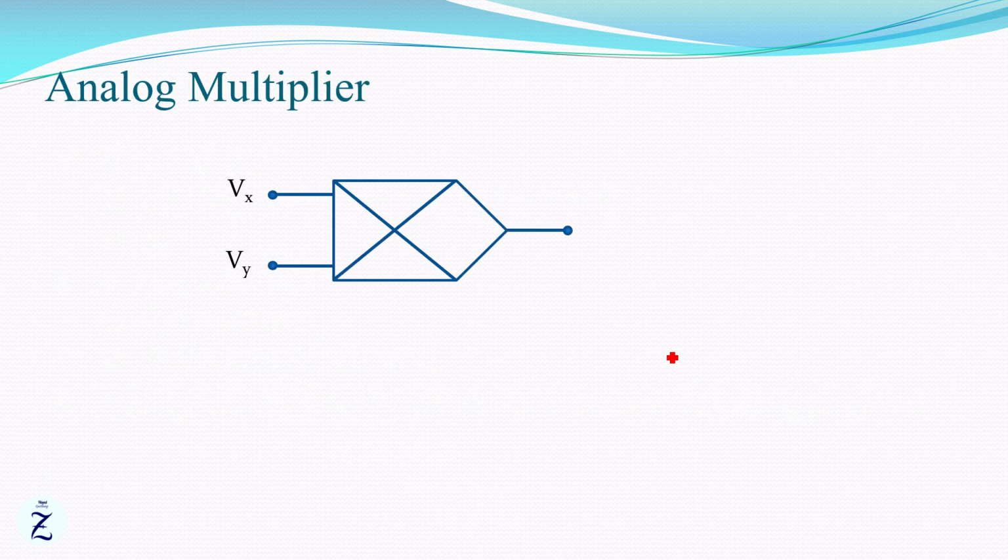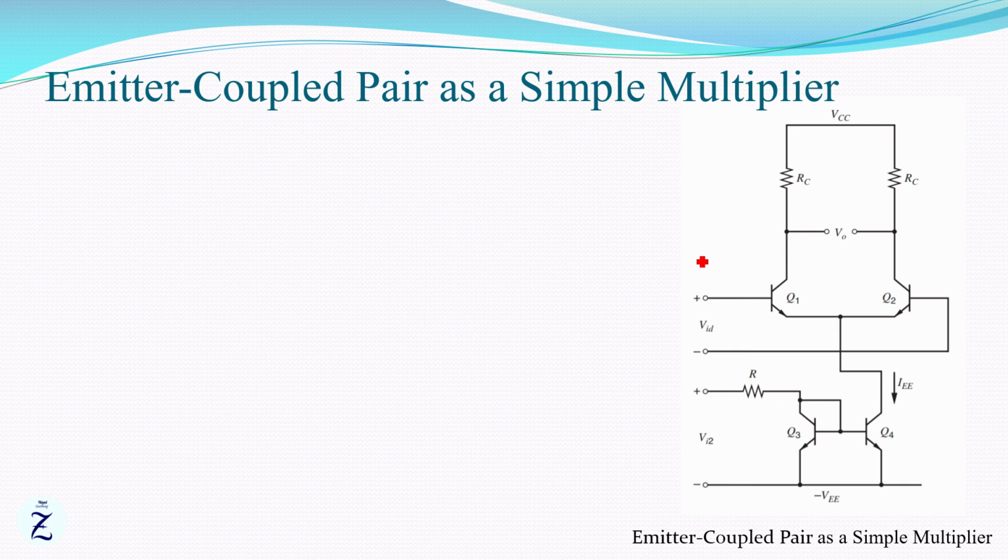Analog multiplier is a circuit which produces an output proportional to the product of the two analog inputs. That is, V0 is equal to K into Vx into Vy. An emitter coupled multiplier is a simple multiplier which uses emitter coupled pair and voltage dependent current mirror circuit as a current source. Here, one input is applied across the base of the transistors, that is VID, and another input Vi2 is applied to the current mirror circuit, and the output is taken across the collectors of the transistor.